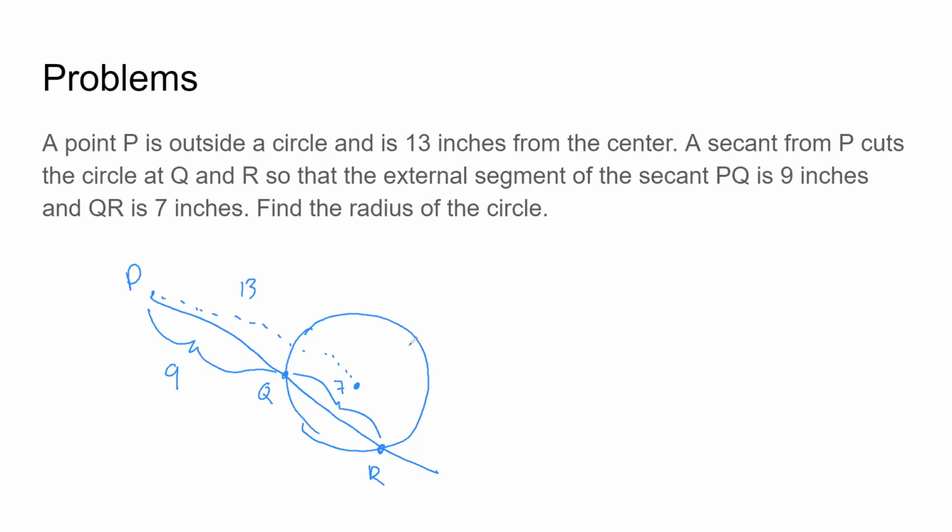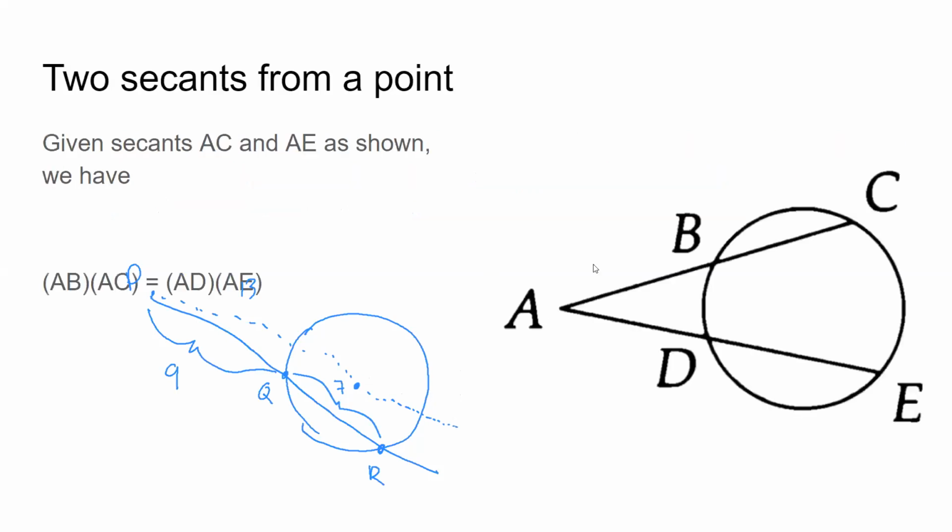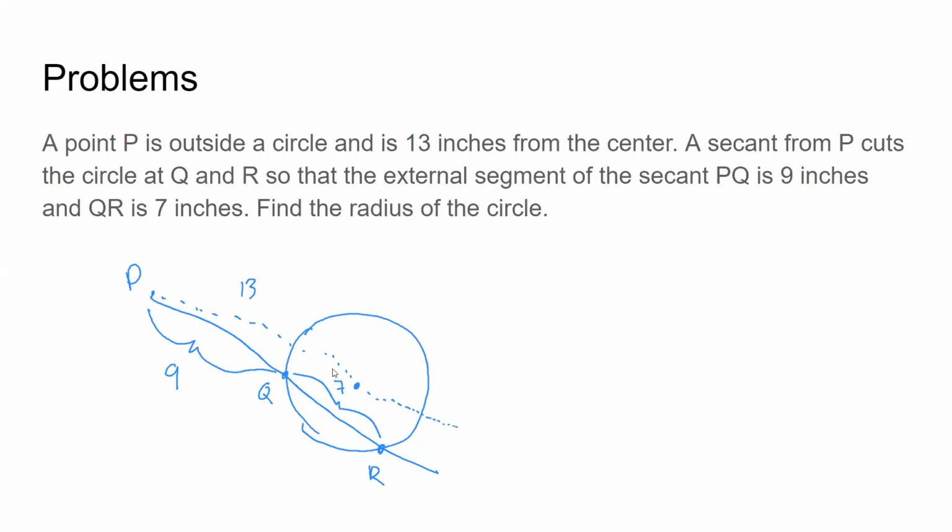Well, the key here is, remember the line we drew here from P to the center was 13. Let's extend that line so it looks a little more like what we just saw earlier, which was this thing. It looks a little more similar, right? We have a point here at the end, and then we have two lines cutting through the circle.